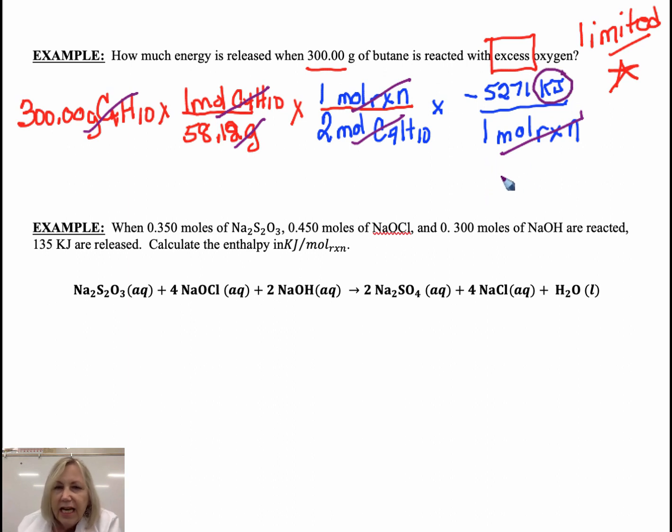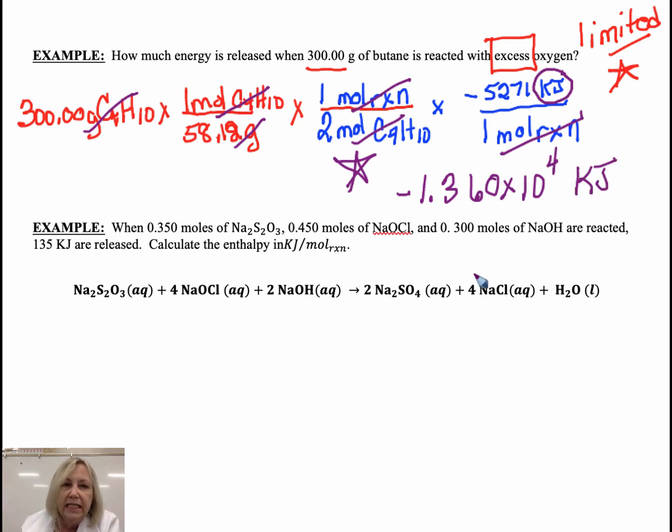This is the key. Prior to that, we didn't really have proper cancellation of units. And so I really like doing it this way. In a sense, it adds another step, but I think it's a valuable step to add. And if I did my algebra right, and you always need to check me on that, 1.360 times 10 to the 4th kilojoules would be released for 300 grams of butane.